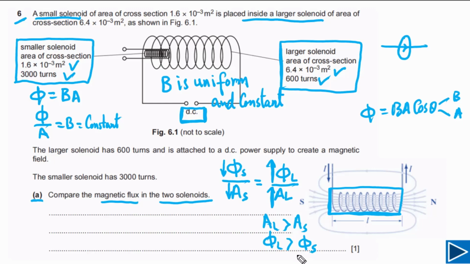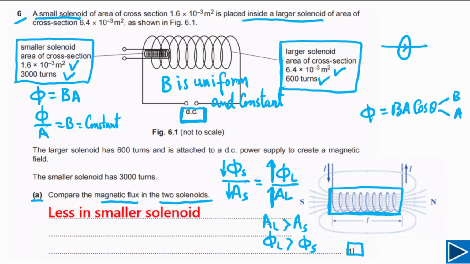Now let's try to write down the answer, and this question has only 1 mark, and this is a B mark. So simply you can say flux in the larger solenoid is greater, or you can say flux in the smaller solenoid is less. So here we have written flux in the smaller solenoid is less. If you have written this, you will get 1 mark, and this is a B mark.